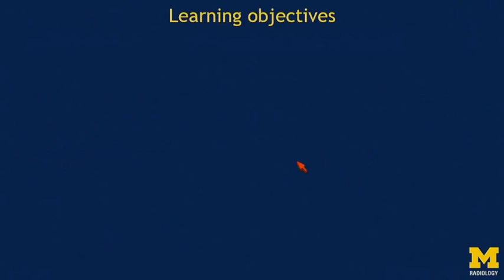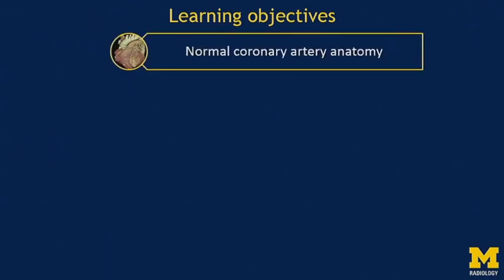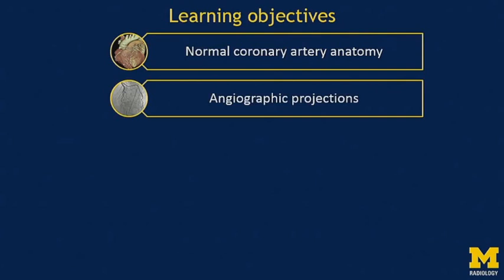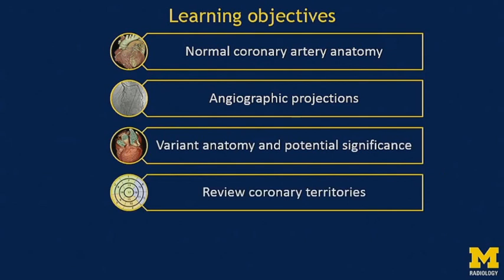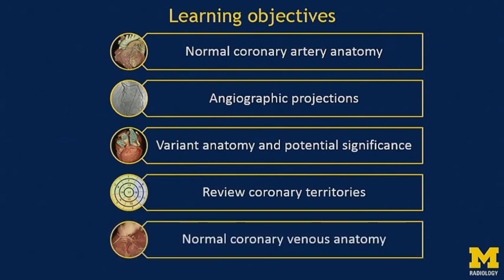So the learning objectives for the next 45 minutes are to talk about normal coronary artery anatomy. I'll also touch upon the angiographic projections and correlate them with volume rendered images obtained from CT. We'll touch upon the variant anatomy, their potential significance, review coronary artery territories, and finally, I also want to talk about coronary venous anatomy, which is an often neglected subject.